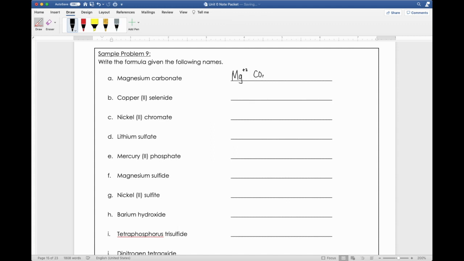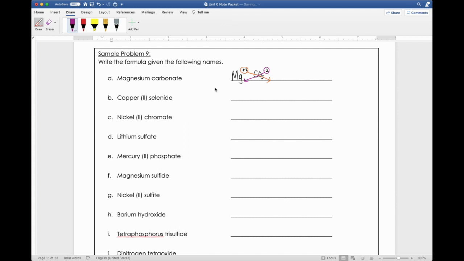Carbonate is a polyatomic ion, CO3 with an overall charge of negative 2. When we're writing the formula, we have to switch the charges so they become the subscript for the opposite ion. Here, this 2 is the absolute value, so you're not bringing the positive sign down, just the number. This becomes the subscript for the opposite ion. The same thing goes for carbonate's charge. This 2, not the negative sign, just the number 2, becomes the subscript for the opposite ion.